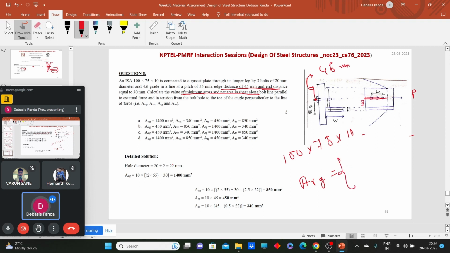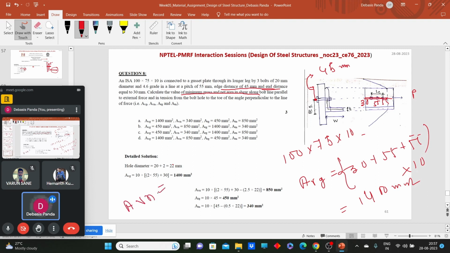So this end distance is 30 and pitch distance is 55 and 55. So what will be the value? 30 plus 55 plus 55, right? Into the thickness of the plate, what is the thickness? 10 mm. So AVG is 1400 mm square.